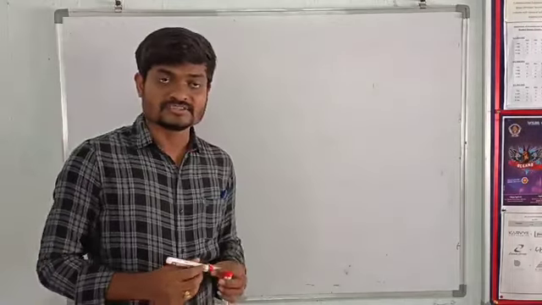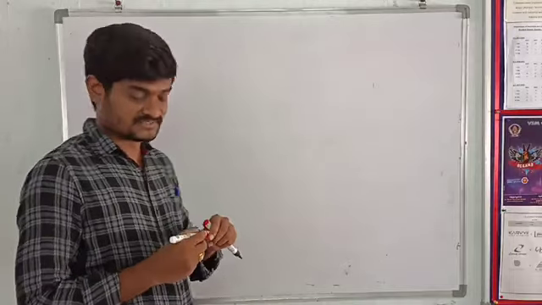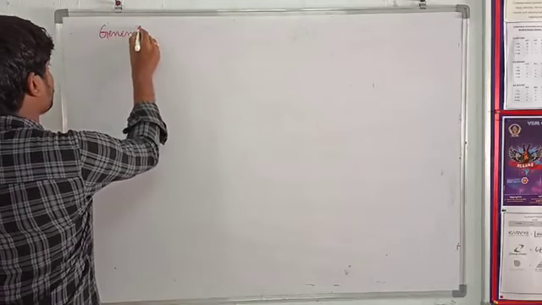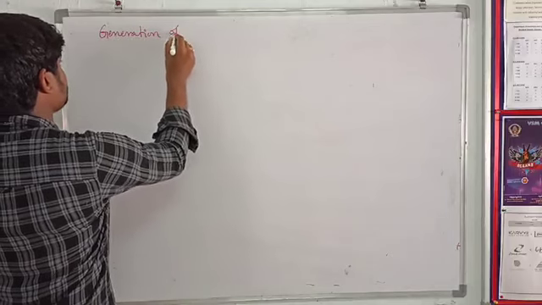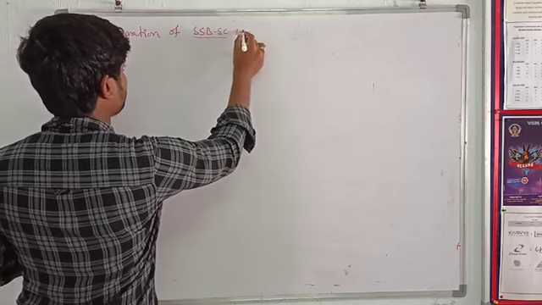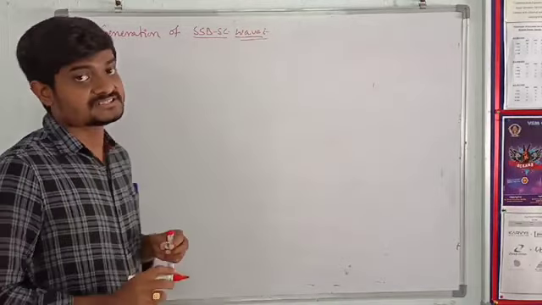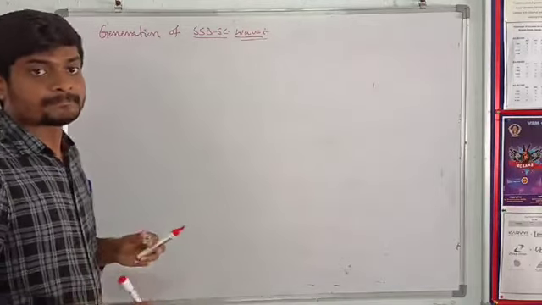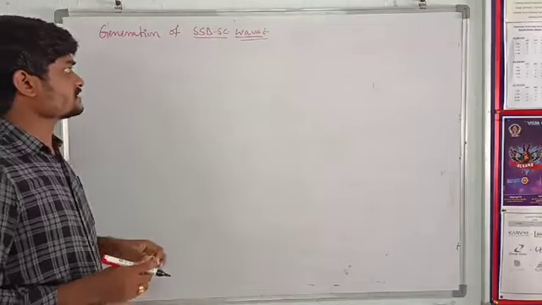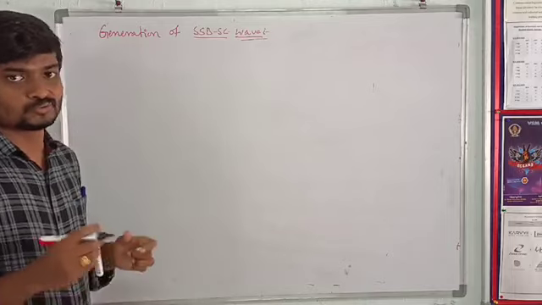And all. Now in this class I will explain generation of SSB-SC wave. Generation of SSB-SC wave. That means single sideband. Okay. Generally, the generation of SSB-SC wave uses two modulators or two methods.